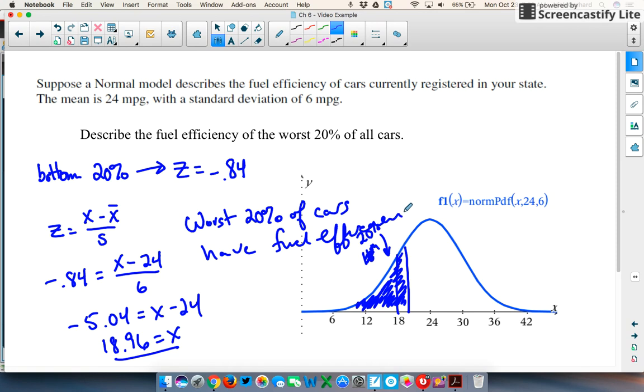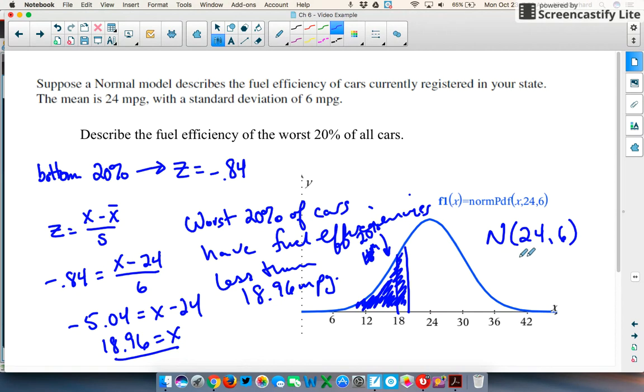Sorry for the handwriting. Fuel efficiencies less than 18.96 miles per gallon. Okay, we should have done this at the beginning to tell us our model and parameters.